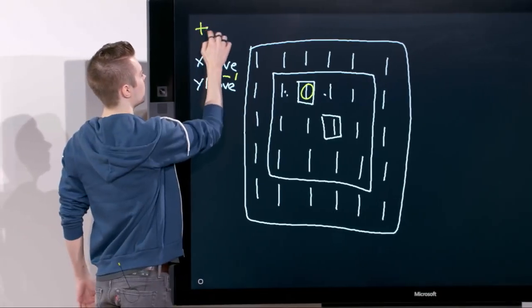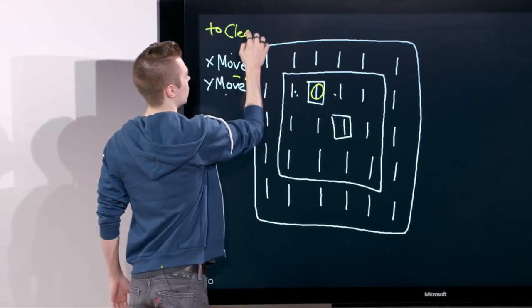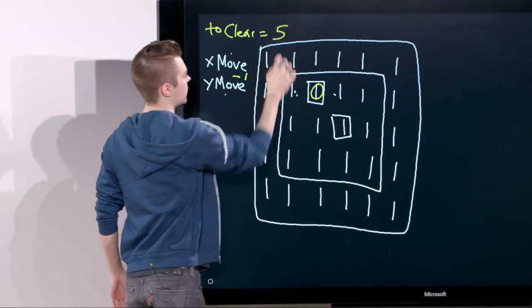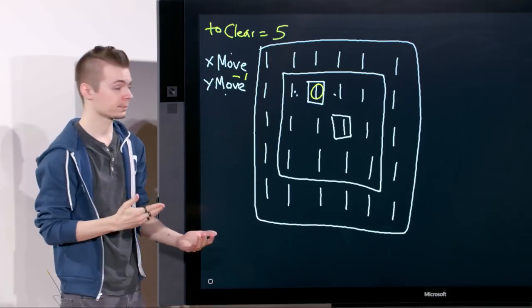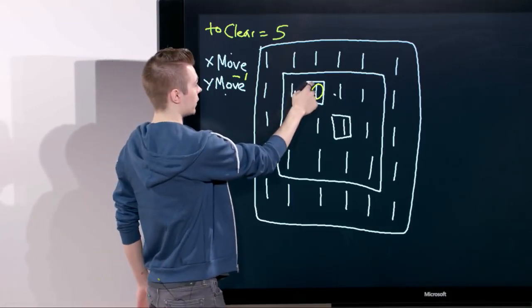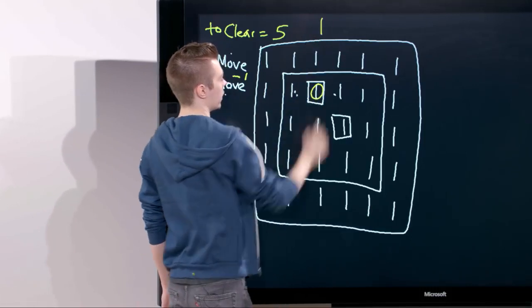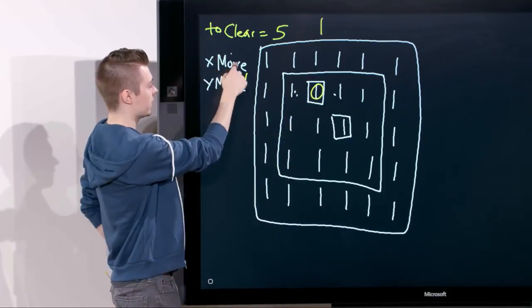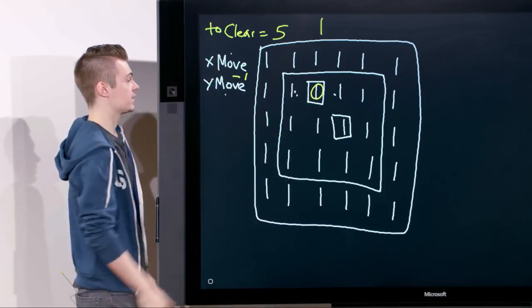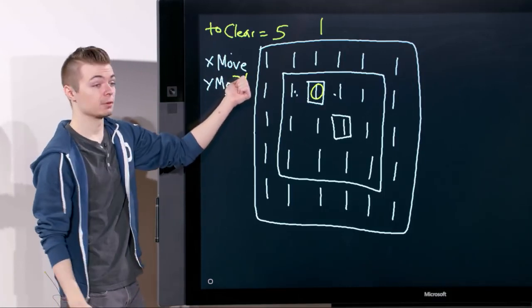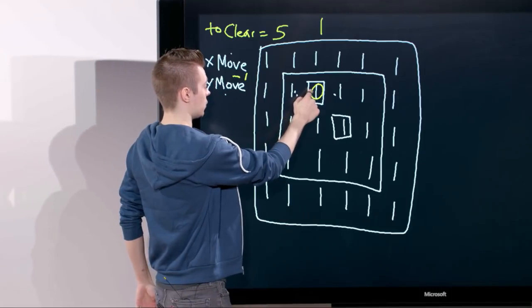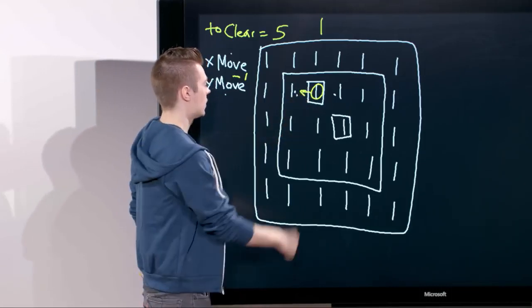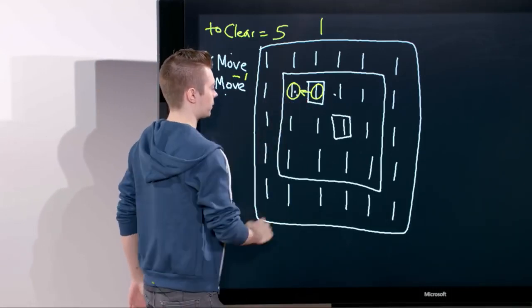So blocks to clear equals 5, right? That's how many blocks. When we've cleared that many blocks, we're done with the maze generator, right? So cleared 1. So our current counter is 1. So x, we flip a coin. We're moving in the x direction by negative 1. So we move to here, and then we turn this into a zero.